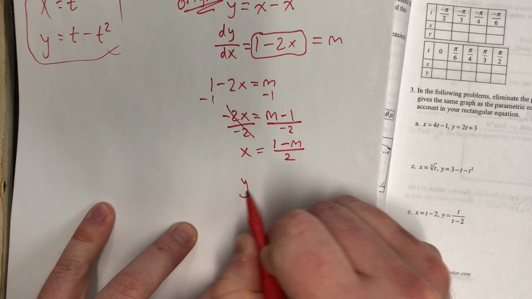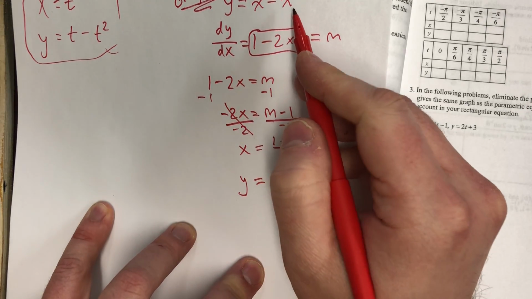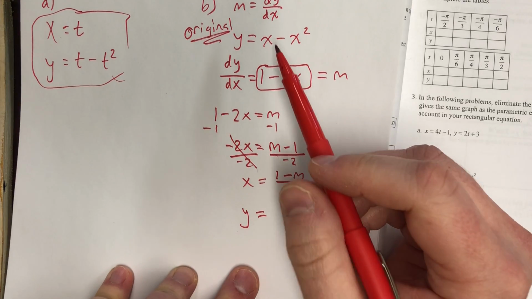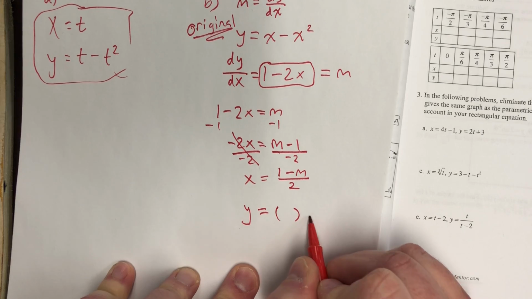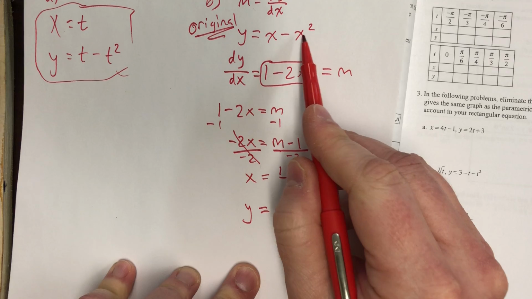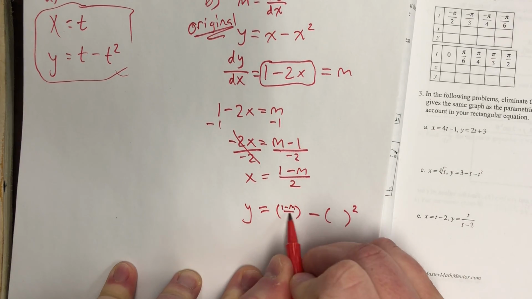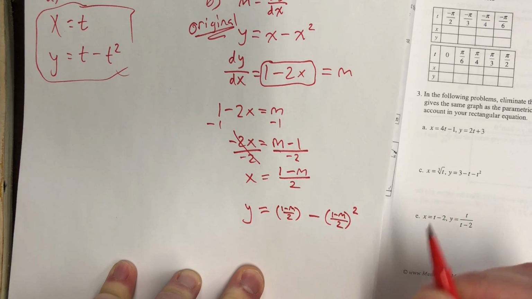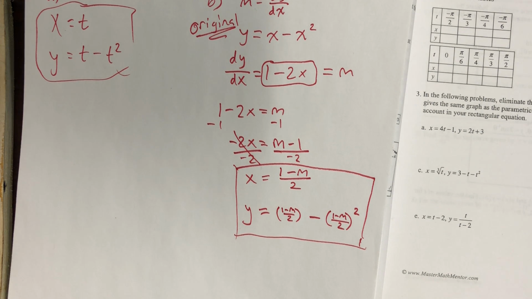Now I'm trying to get a y equals. I know that y is equal to x minus x squared, right? So I have x in terms of my parameter. Now I can get y in terms of my parameter simply by substituting, because we know that x minus x squared is what y is, and we also know that x is 1 minus m over 2. There you go. Now I have a set of equations. I have an x equation and a y equation, both governed by the parameter.